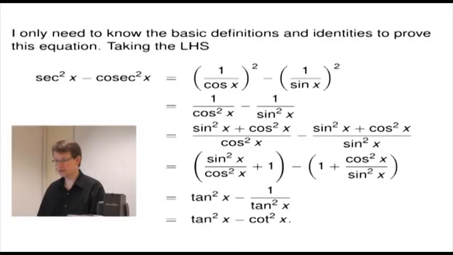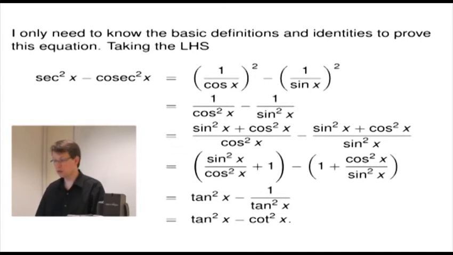Now let's do this a different way. I'll show that I only need to know the basic definitions and identities to prove that equation. Taking the left-hand side, sec squared x minus cosec squared x, we can just apply the definition of sec, which is 1 over cos x, and we'll square that, and then apply the definition of cosec, which is 1 over sine x, and we can square that, and we end up with 1 over cosine squared x minus 1 over sine squared x. Now where do we go from here?